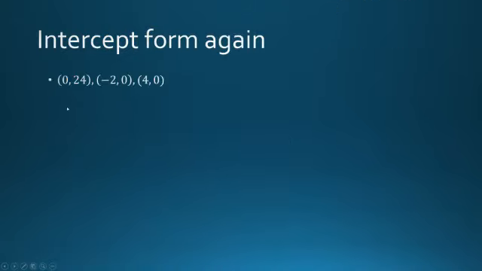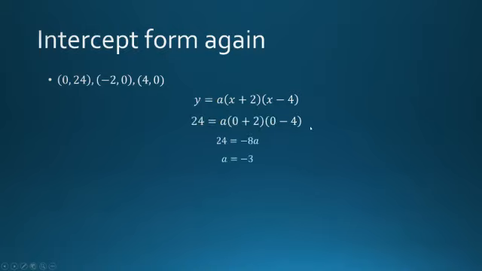Doing intercept form again, this one, watch out because this right here is a y-intercept. It's neither p nor q. This is our additional point. Negative 2, 0 is our first intercept and 4 is our second. And again, x minus negative 2 is going to be x plus 2, although then x minus 4. So I stick in 0 for x and 24 for y to produce my equation to solve. Positive 2 and negative 4 makes negative 8, so a is negative 3, which is my equation. You can stop here.